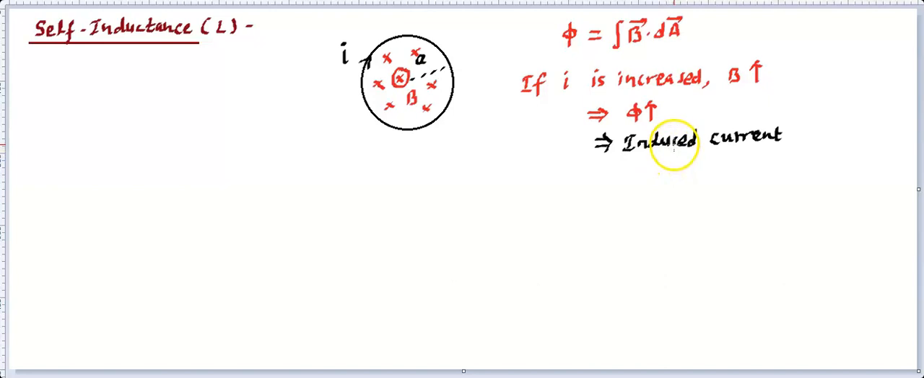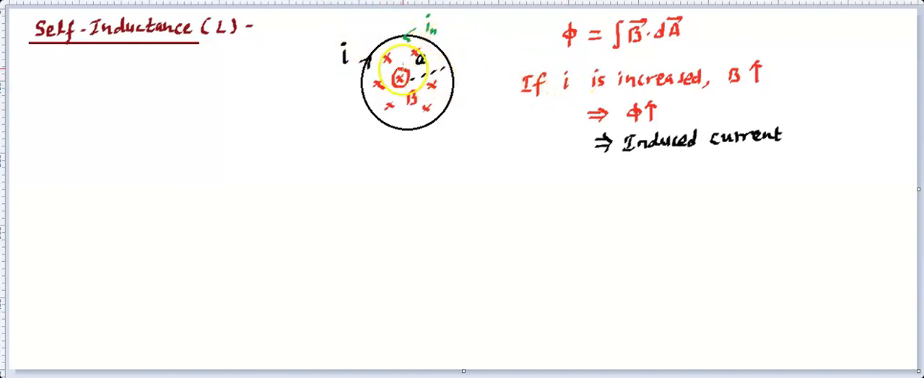Now this induced current is going to have a direction that will oppose this increase in flux. That means the induced current is going to run opposite to the original current. So you will find this kind of induced current will start moving. This is the original current and this is the induced current, let's say I n, n for induced. So the net current will not be the one that you have increased, but it is going to oppose that increase, so it's going to be lesser than that.